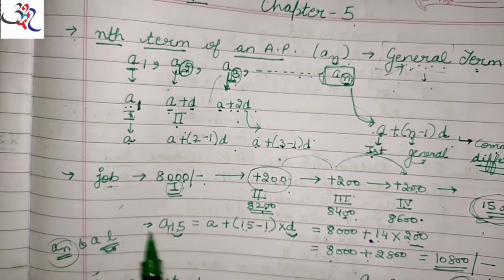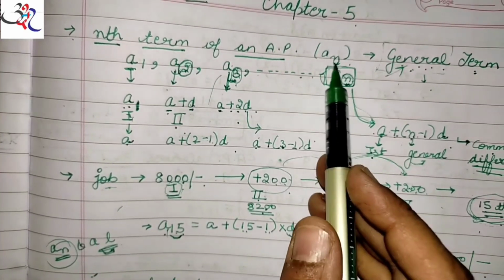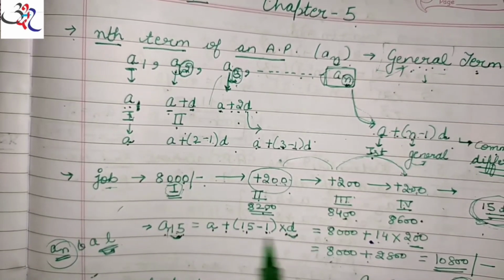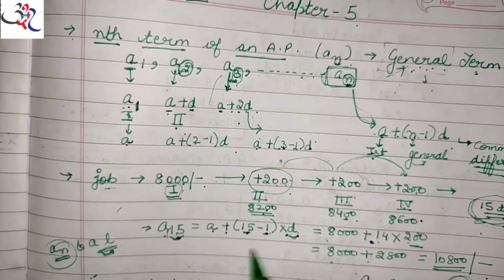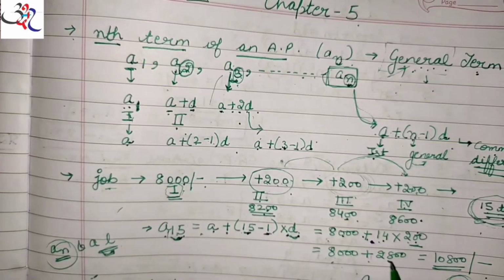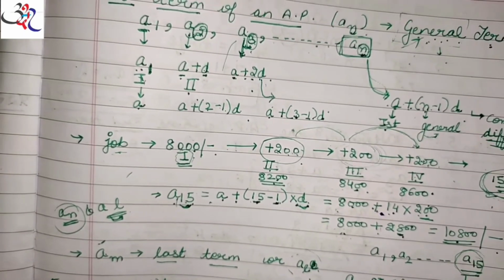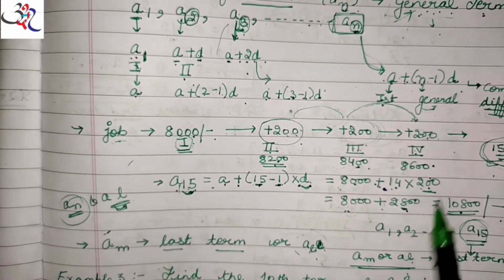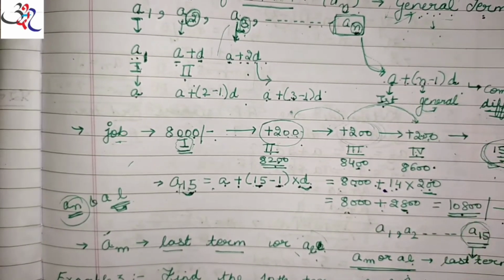So for that we use this formula. I have to find the salary in the 15th month, so my general term with n equal to 15 is a plus n minus 1 into d. Here n is 15, so 15 minus 1, into d, my common difference, which is 200. So 8,000 is my a, plus 15 minus 1, which is 14, into 200, which is 2,800. So 8,000 plus 2,800 will become 10,800. So the main concept is that to find any term of the AP, we use this general formula, an, which is given by a plus n minus 1 into d.